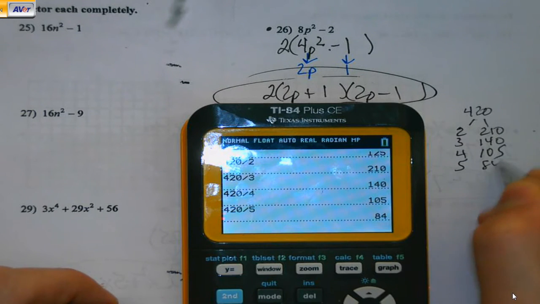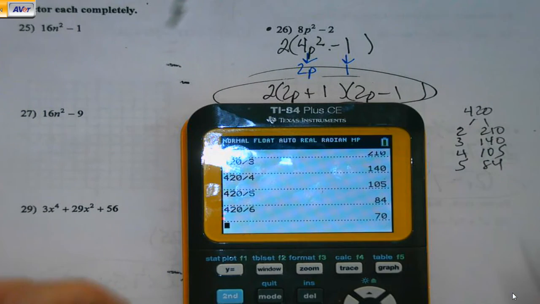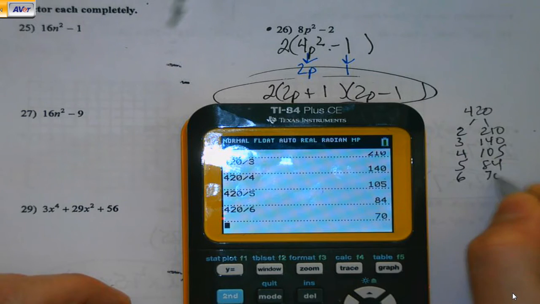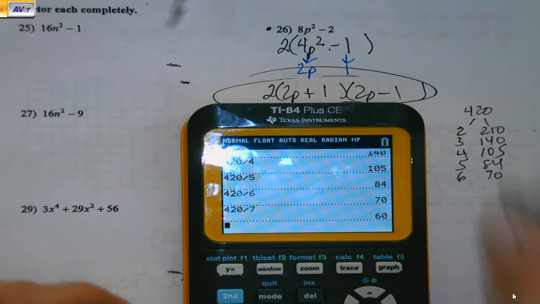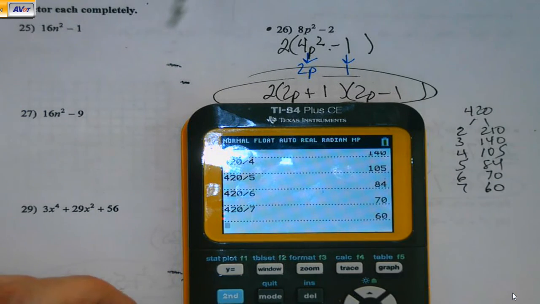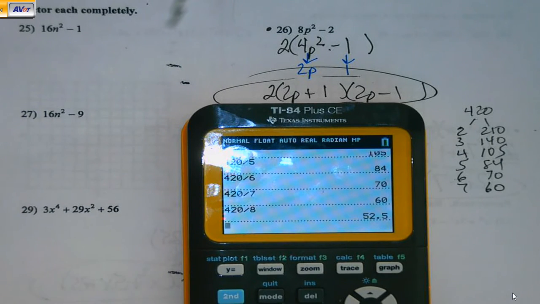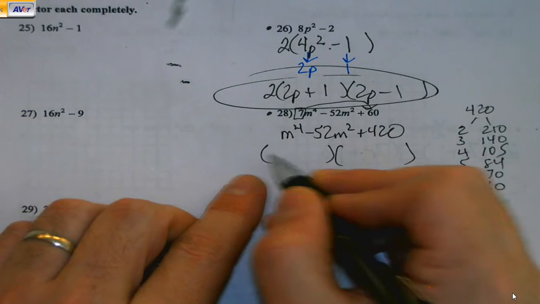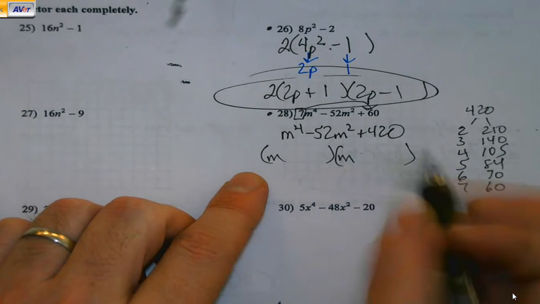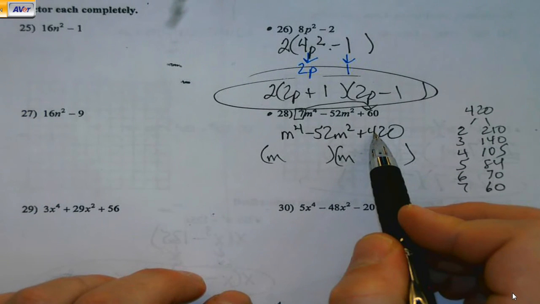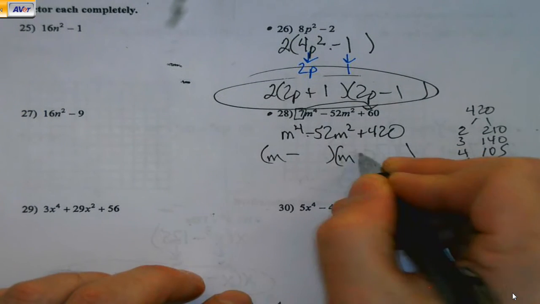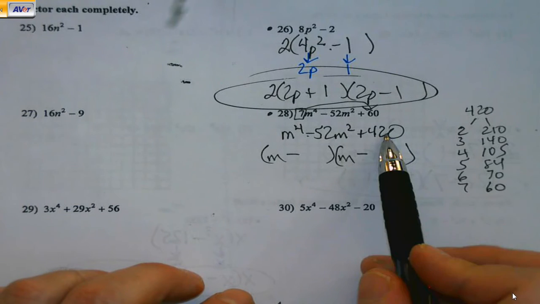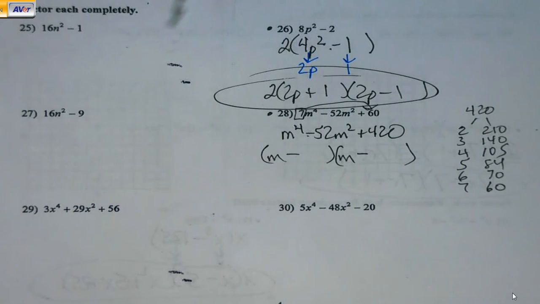And after I've done these for a bit, and you'll notice a lot of these are going in, I'll probably do it until I hit my first decimal. Okay, now I'm going to stop for a second. So what do I know? Well, I know since it multiplies to a positive, the signs are going to be the same. And I know by the middle, they're both going to be negative. So I'm looking for two numbers that multiply to 420, but add to 52.